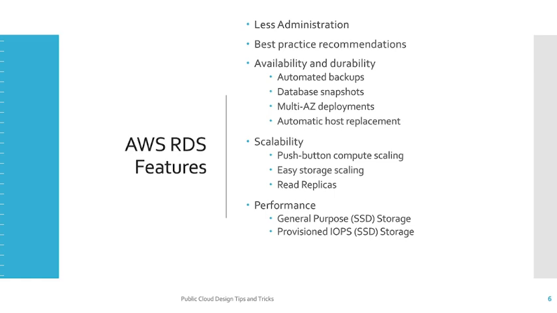Then availability and durability. When we are talking about availability, there are multiple features like automated backups, database snapshots, multi-AZ deployment, and automatic host replacement. Automated backups mean point-in-time recovery for your database instance. In RDS, it will back up your database and transaction logs and store both for the user-specified retention period as well as the system-specified one. And a database snapshot is where you can customize your database backup by yourself, where it will be stored in S3 storage, and based on your need you can delete it or archive it.